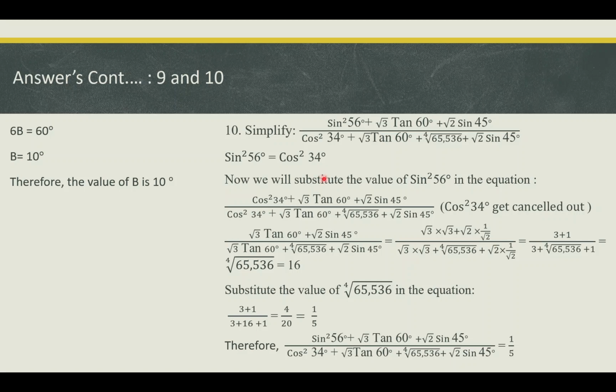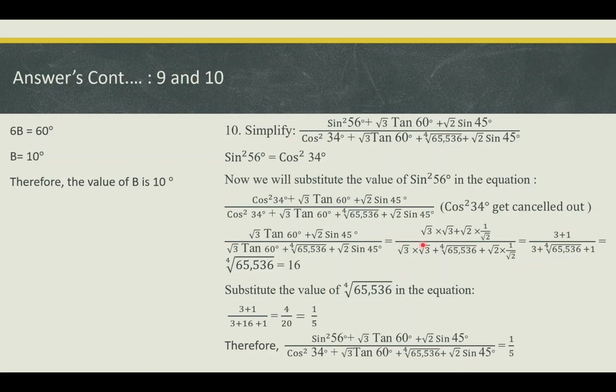And then the value of under root 3 multiplied by tan 60 plus under root 2 multiplied by sine 45 is equal to under root 3 into under root 3, because tan 60 is under root 3, plus under root 2 multiplied by 1 by under root 2, because the value of sine 45 is 1 by under root 2. So under root 3 multiplied by under root 3 is 3, and under root 2 multiplied by 1 by under root 2 is 1, so it is 3 plus 1.